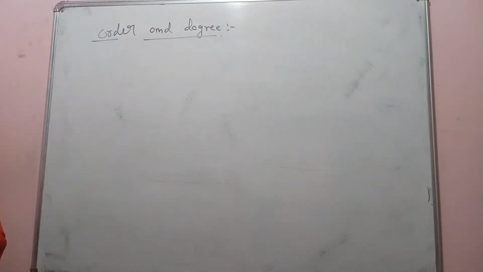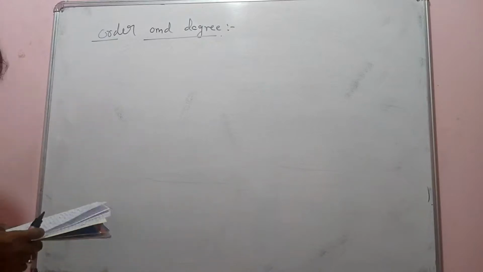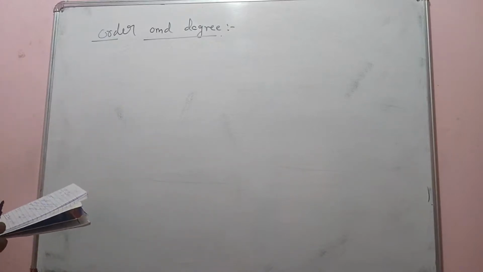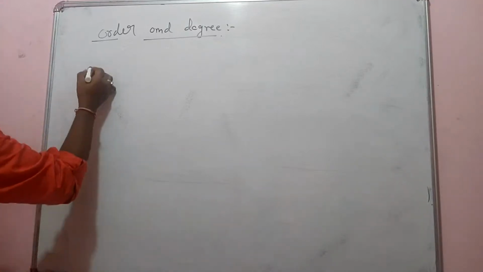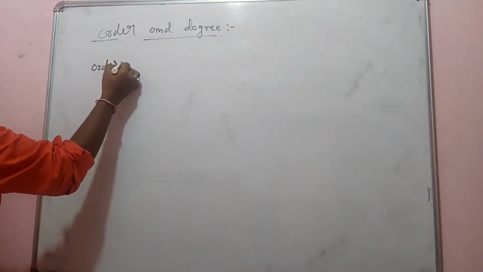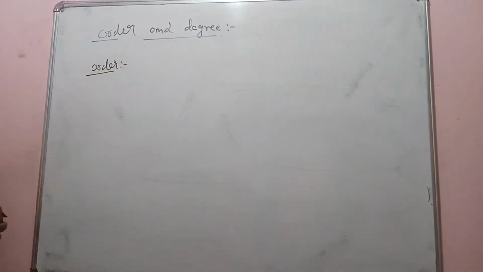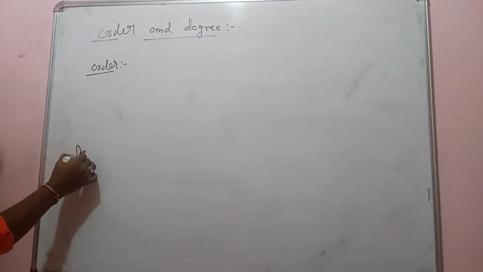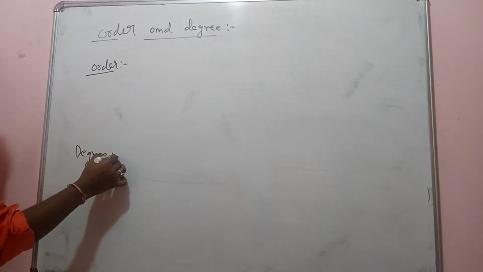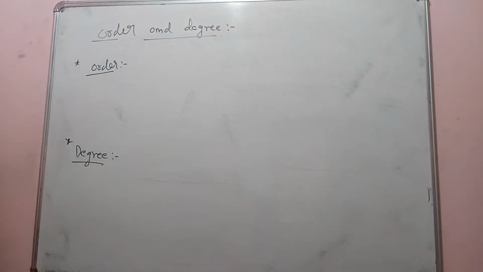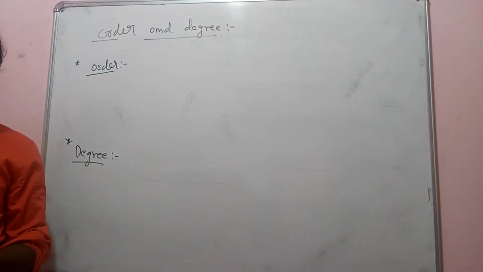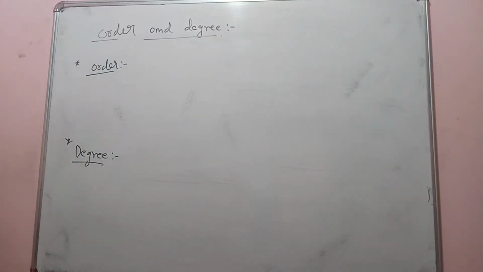Are you understanding or not? In the order, the highest order derivative is taken. What is order? I'll explain. What is order? What is degree? There are two terms we are going to discuss: one is order and one is degree. This is important, okay. You have to learn this point, very important.